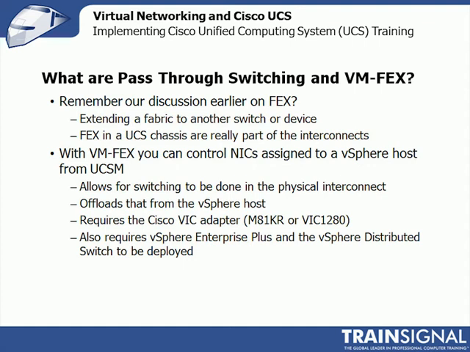So now everything is being done in hardware. When the VM wants to send a frame, it doesn't go to the VMware vSwitch software. It actually goes to the VIC card and up to the interconnect, and it gets switched there in hardware. And it offloads that from the vSphere host. And then you can manage everything from UCSM. So some requirements for this are you have to have the VIC adapters, M81KR or the VIC1280, and you need to have vSphere Enterprise Plus licensing because it uses the vSphere distributed switch for deployment.